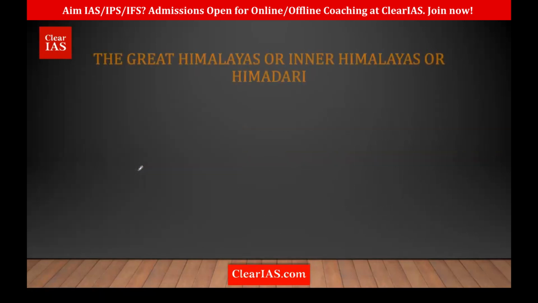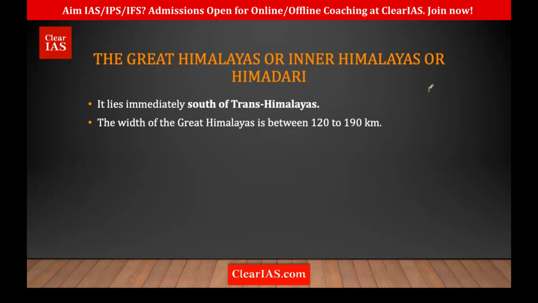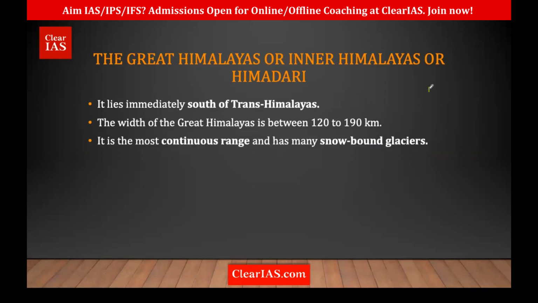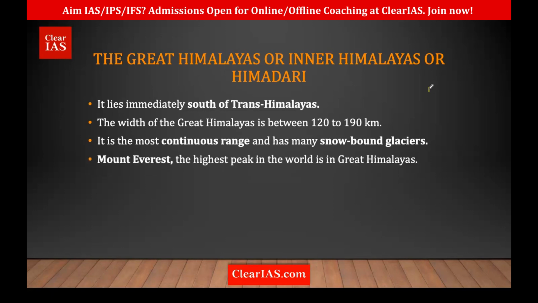Clear? Okay. If you're talking about the Great Himalayas, they are also called the Inner Himalayas or the Himadri. They lie immediately below the Trans-Himalayas, right? The width is very broad, varying between 120 and 190 kilometers. It is the most continuous range, and it is also very tall. That means it has all the snowbound glaciers in it, so many snowbound glaciers.